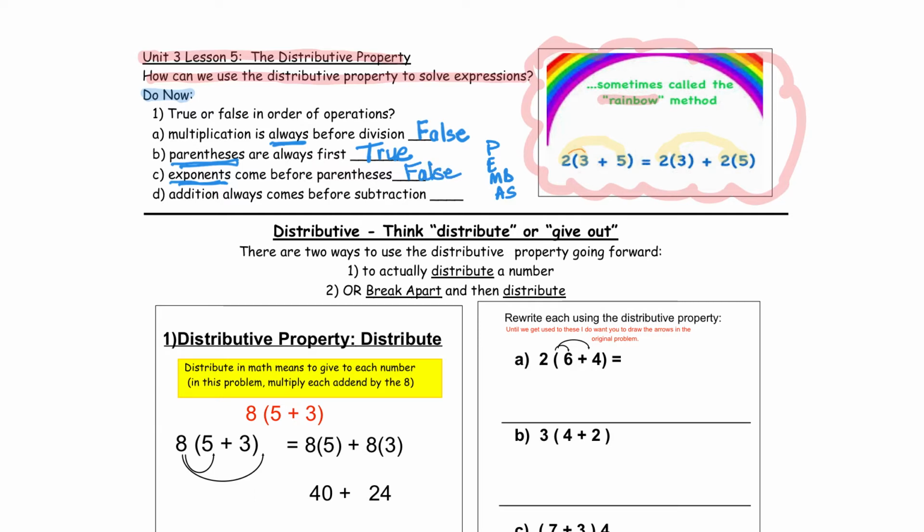And the last one, addition always. Be careful of words like never or always, because those are a little tricky, but addition always comes before subtraction. True or false? That would be false. If you said false, you did a great job. Nice little review.